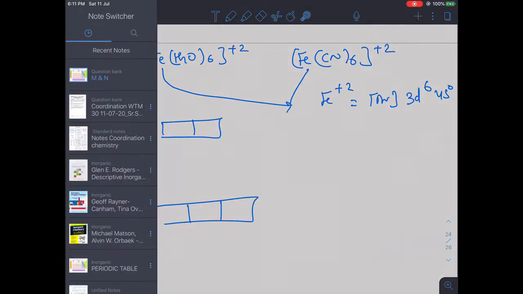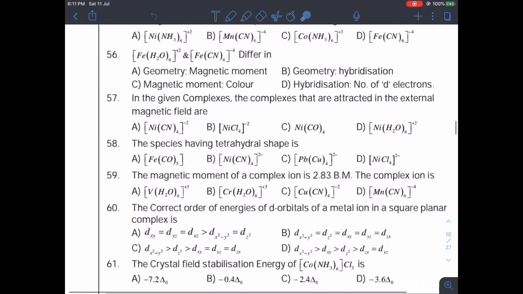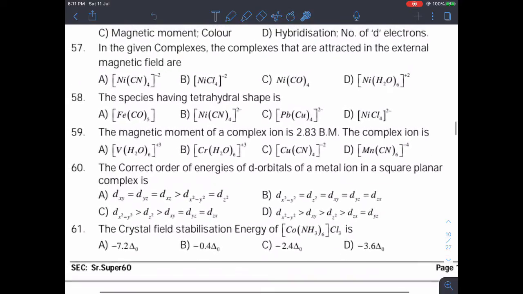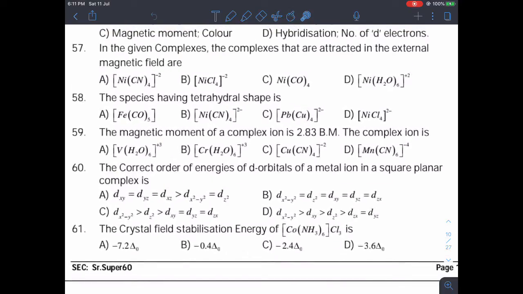Now moving to the next question. Which complexes are attracted in the external magnetic field? So obviously, which will be attracted to the external magnetic field? The answer is the one which is paramagnetic. Now look at these two cases, CO and CN. These are strong field ligands. Look at this one, weak, and water is also weak. So I would like to go through here.